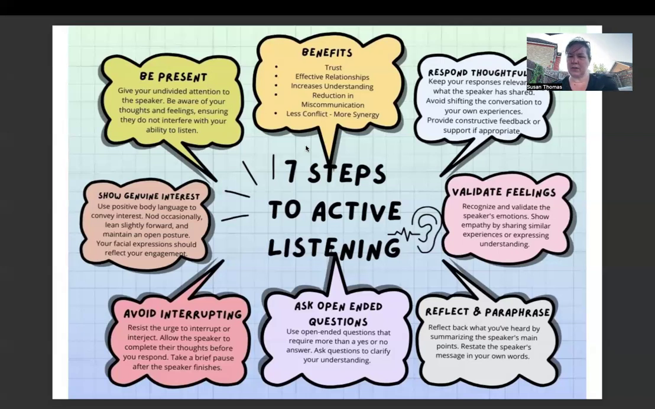Provide positive and constructive feedback and offer support. So ask them maybe how they want to be supported. What is it they need?